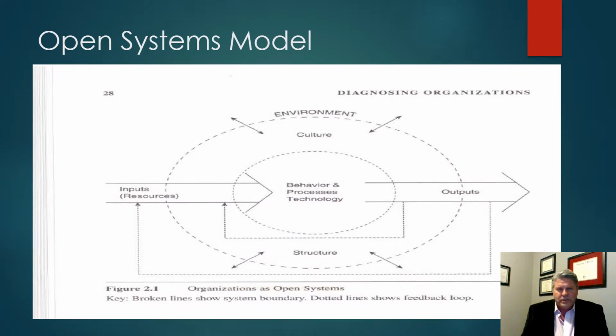So here is the open systems model. This is a model that is often used for diagnosing organizations. As you look at the model, you can see that there are different elements from inputs, outputs, culture, structure, behavior processes, technology, environment. All of these things contribute to a healthy organization. But when you are trying to figure out where are some of the problems as it relates to your organization, this is where you want to look at this. So let's look, if we can, at some of these terms and what these might mean.